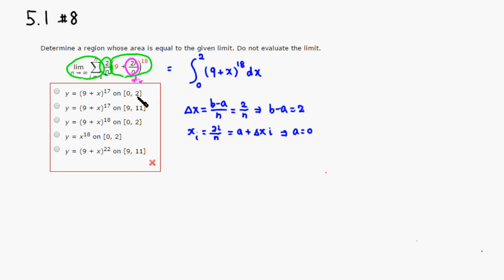All right, do we have that? Let's see here. It's 9 plus x to the 18th power, over the interval from 0 to 2. So this has got to be it.